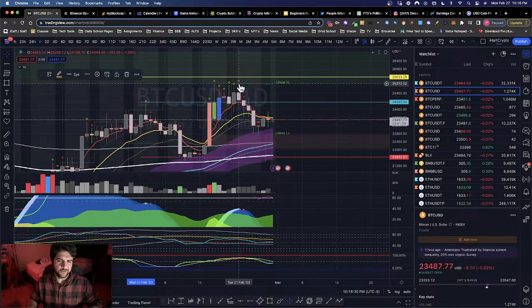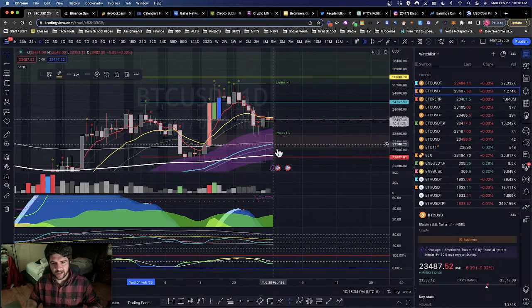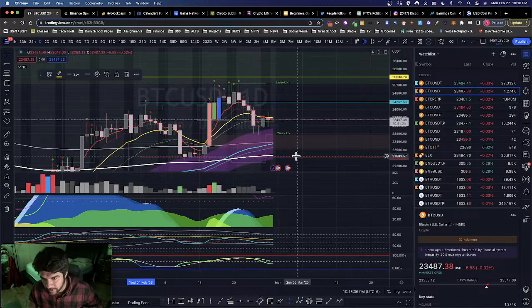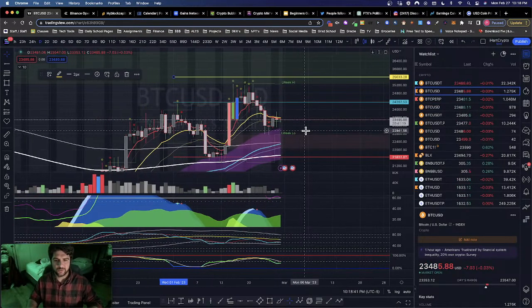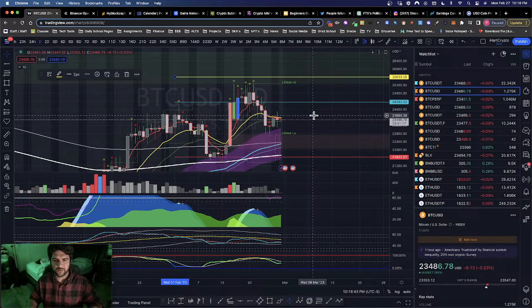You could scalp that, 10x leverage. You take it down past here. I do expect a move down to about 21,630 at the moment. This will move up, though. This will move up with time.